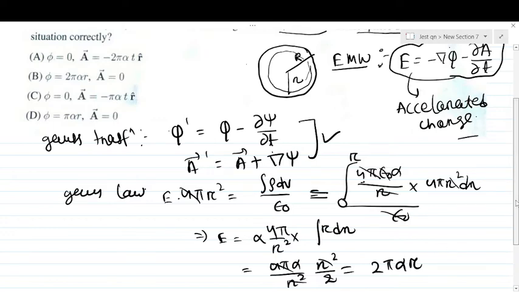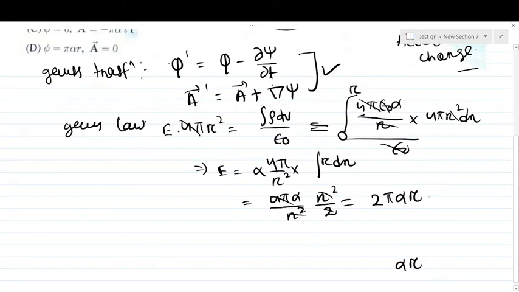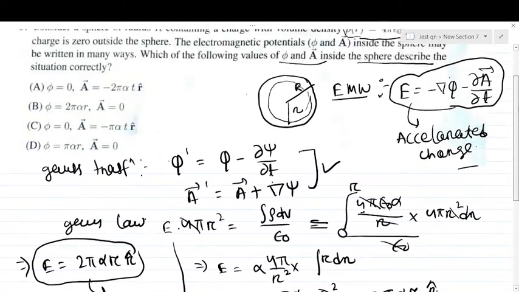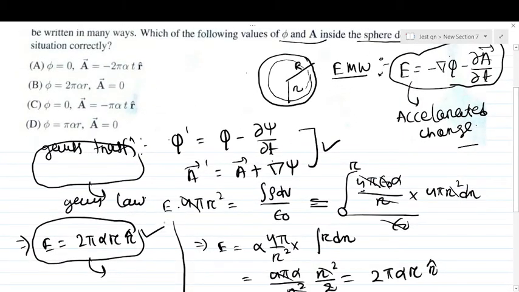This is the expression of the electric field. So we get the electric field is equal to 2 pi alpha r r cap. So this is the electric field. Now we have to calculate the forms of phi and A so that this electric field is obeyed.